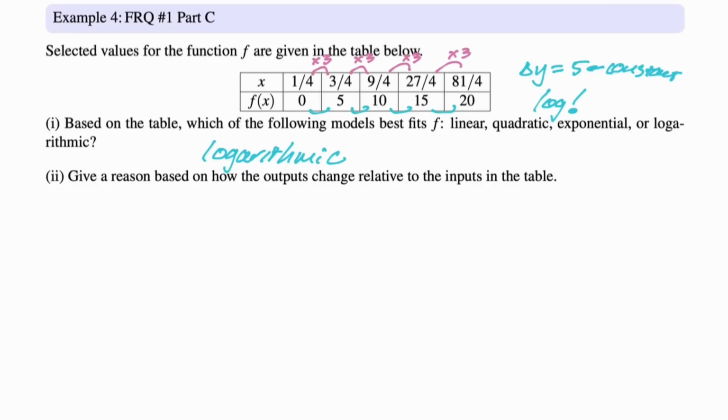So I can see that to get from 1x to the next, I just constantly multiply by 3. If you're not sure how to do that, just take 3/4 and divide by 1/4, see what you get. Take 9/4, divide by 3/4, see what you get. 27/4 divided by 9/4, see what you get. And you get 3 each time. So to get from one to the next, you just keep multiplying by 3.